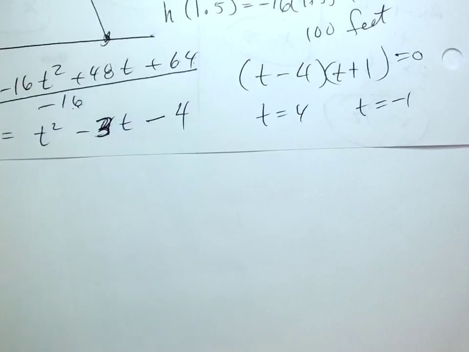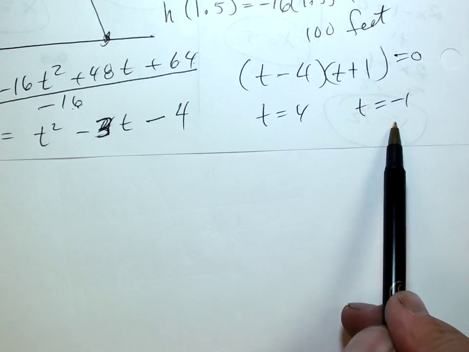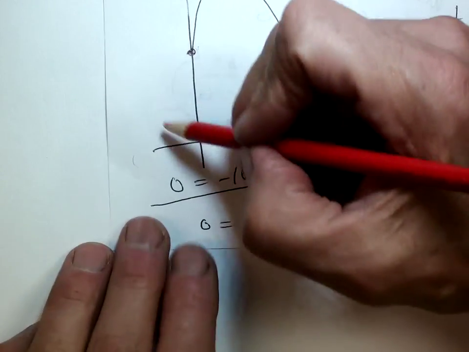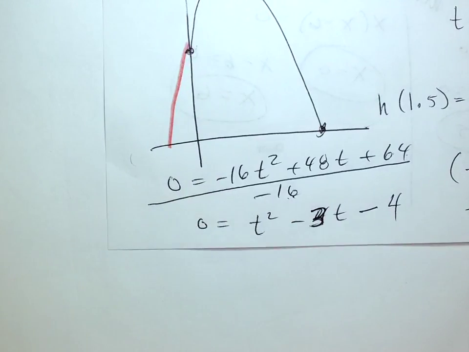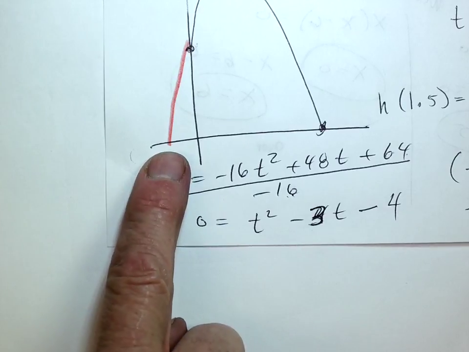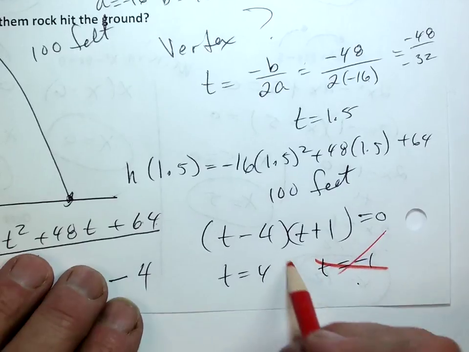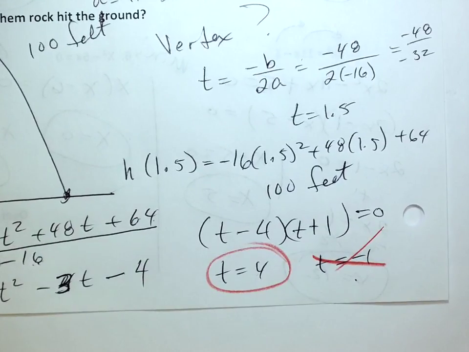Does that make sense? 4 seconds, it goes out and hits the ground in 4 seconds. But what about the negative 1? That's where you would have thrown it if you were standing on the ground. That spot never happened, did it? You can't have negative time. Cannot have negative time. So there's your answer.